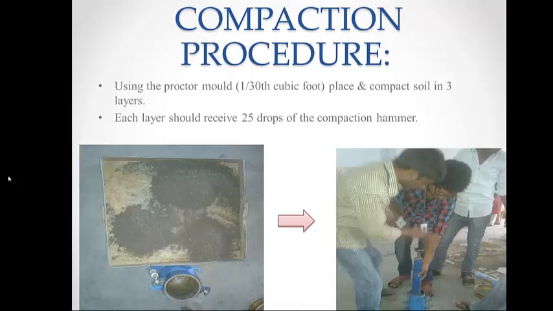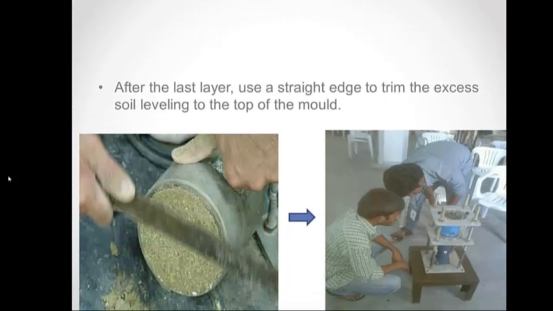This is the sample preparation in the laboratory that is to be carried out in the compaction test. After compacting it, the excess soil is to be trimmed for leveling to the top of the mold. The figure on the right shows you the process of the sample extraction that is to be carried out after the compaction is done.